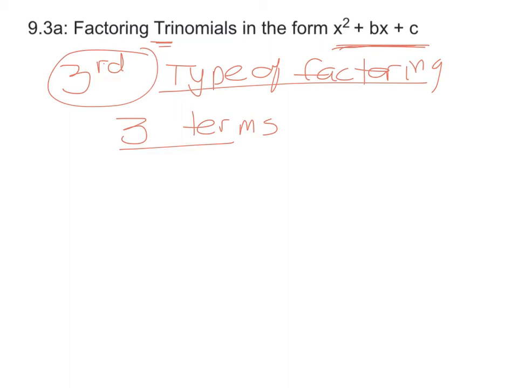So there's going to be three terms, and it has to be in this form of x squared plus bx plus c. In other words, there has to be a term that's an x squared with no number in front of it, and then there has to be another term that just has an x, and another term that just has a number. And I'll show you an example of how it works.